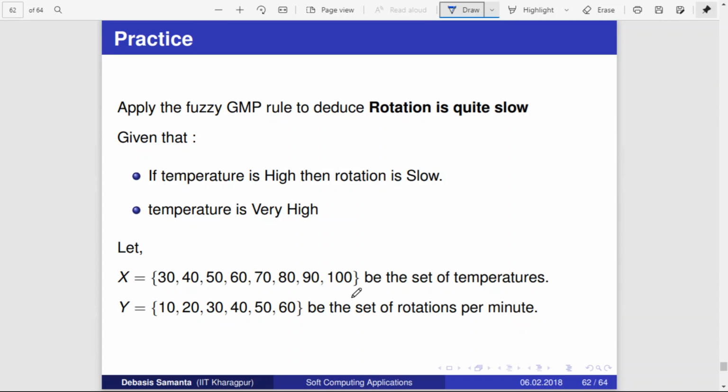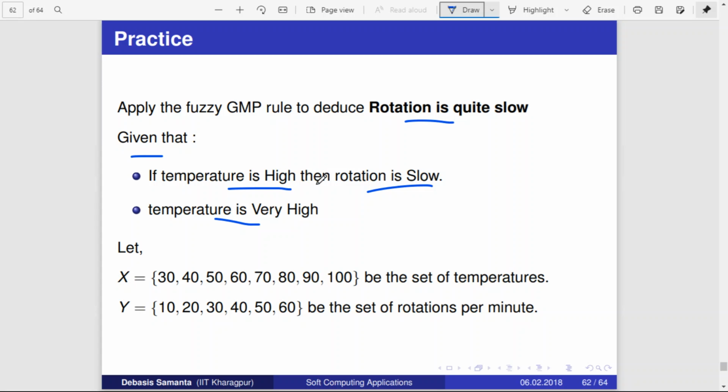Here we have another example. Apply the fuzzy GMP, that is generalized modus ponens, to infer that rotation is quite slow. Two propositions are given. One is: if temperature is high, then rotation is slow. And the other information given is that temperature is very high. So if temperature is very high, then the rotation will be very slow. These are the two things given.